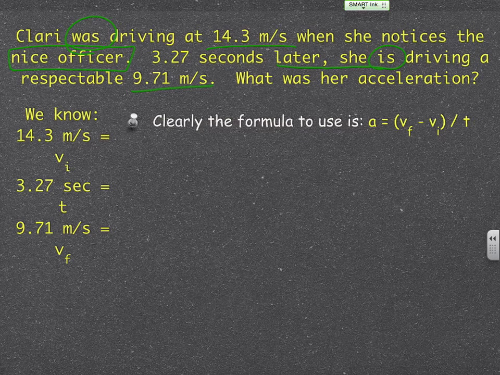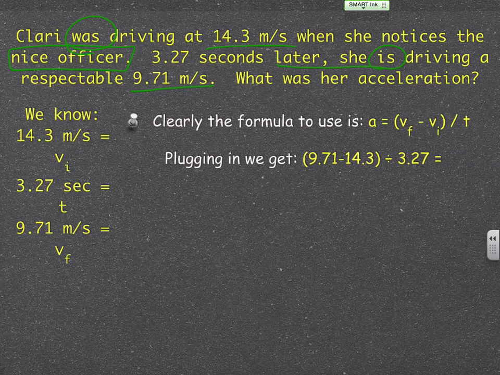We're looking for A. So we're going to look for the version of it that's solving for A. So we got VF minus VI over T. These little parentheses are included in the formula because they're important. So what am I going to put in for VF? 9.71. Okay, and VI is going to be? 14.3. And T is going to be? 3.27. So it's going to look like that. And this is where you should have a calculator. And again, when you plug in, what's the first thing you want to do? Yeah, shove your calculator in the face of people near you and say, "Jata."